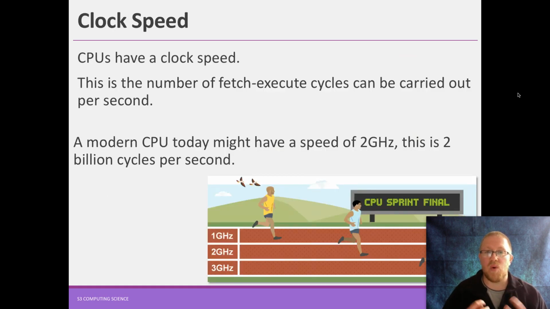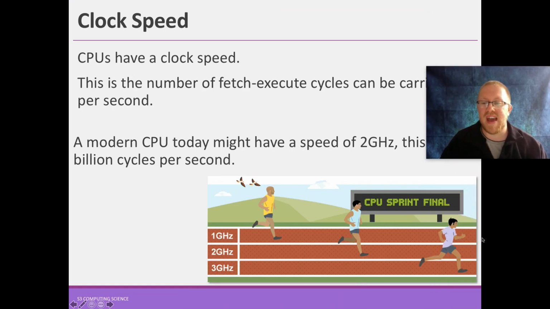The processor has what we call a clock speed, and the clock speed is how fast it can carry out the fetch, decode, execute cycle. This is measured per second. It's measured as a frequency, so it's measured in hertz. Most modern processors are measured in gigahertz, but older ones would be measured in megahertz. For example, here we have 1 gigahertz, 2 gigahertz, and 3 gigahertz.